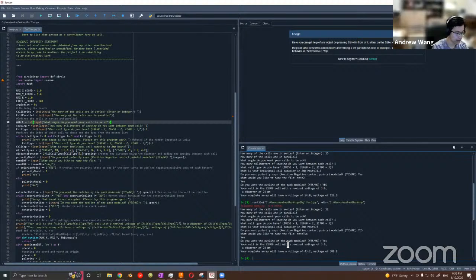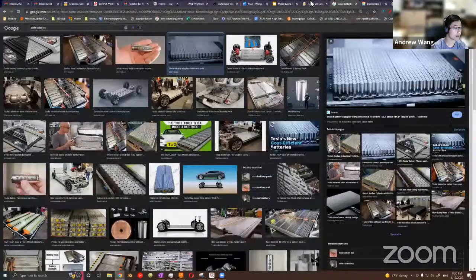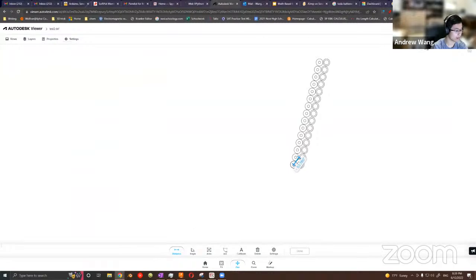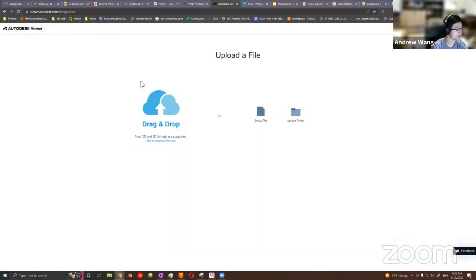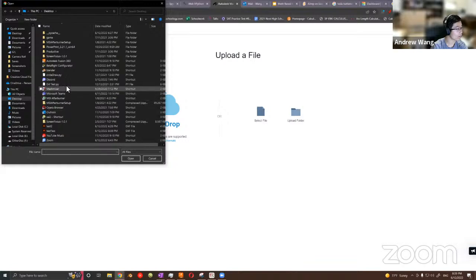Your cell has a nominal voltage of 3.6, diameter of 21. So the final completed array will have a voltage of 32 volts and a wattage of 388 watts. So let's take a look at that file really quick. I'm going to open up my Autodesk viewer. This is a pretest, don't worry. This is something that was previously done. Upload new file. There we go.